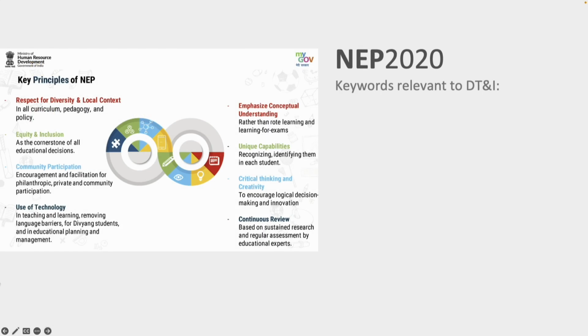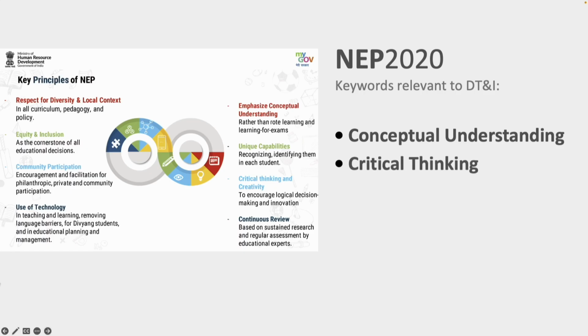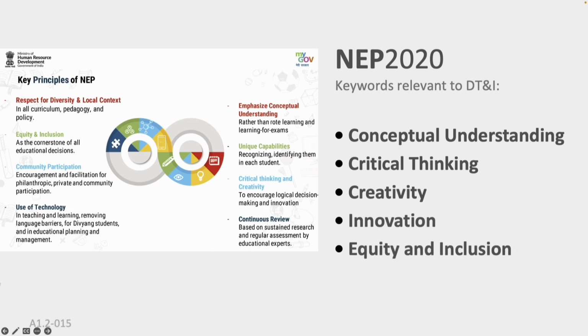The NEP 2020 document refers to certain keywords which are very key to the design thinking and innovation process. It is to do with conceptual understanding, critical thinking, creativity and innovation, and finally equity and inclusion. All these keywords are very, very important to design thinking and innovation.